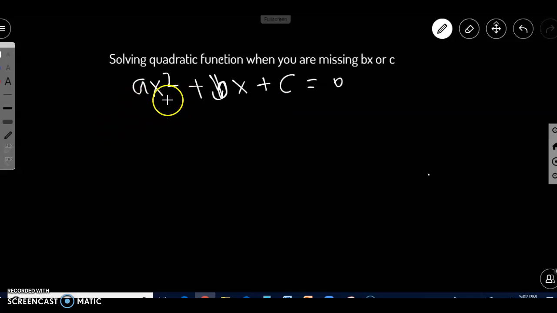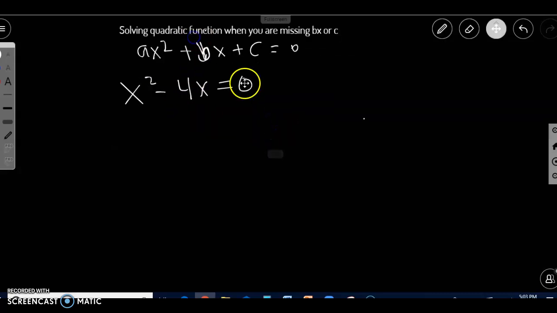We can never miss the x squared, because when we miss the x squared, then it's no more a quadratic equation, because it's a quadratic equation because of the x squared. Okay, so let's look at x squared minus 4x equals 0. If we have been asked to solve this, we see that we are missing the constant.